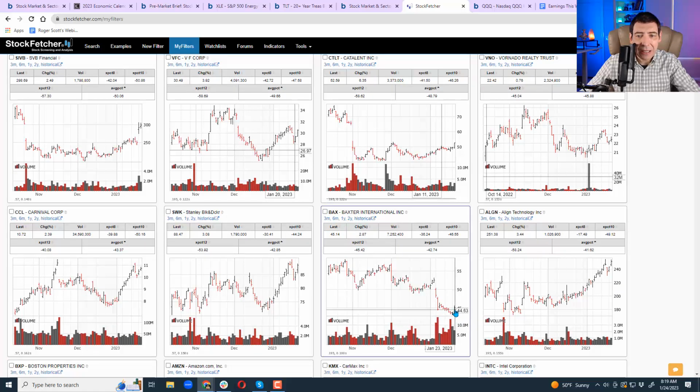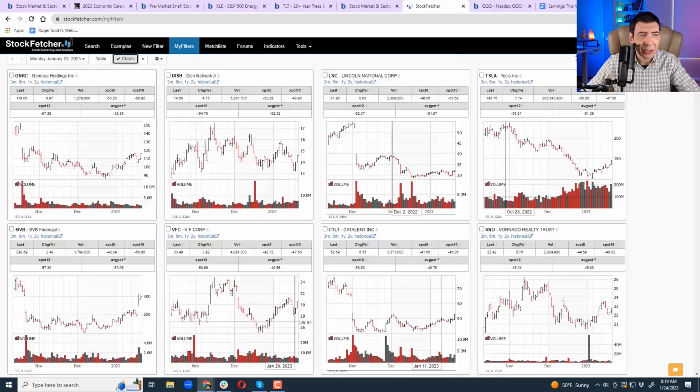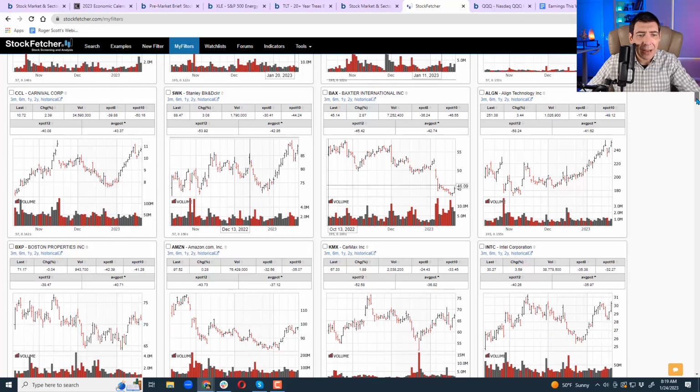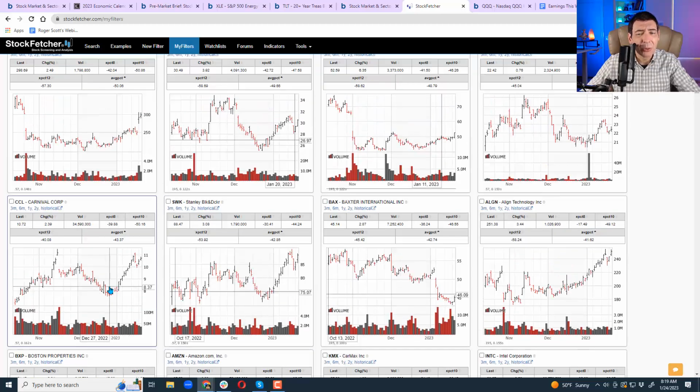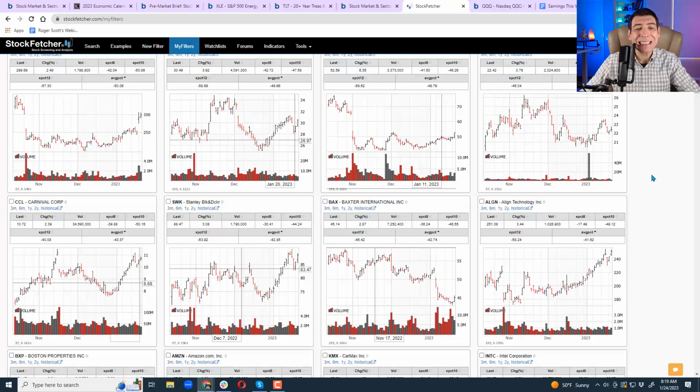Baxter International, I think, is going to come down. Carnival, I think, is going to come down as well. So I would be looking at the consumer discretionary stocks right now. And if I wanted to get a consumer discretionary stock to the downside, it would probably be CarMax or Carnival. Those two. I don't think this breakout that we're seeing right now is going to be very sustainable.